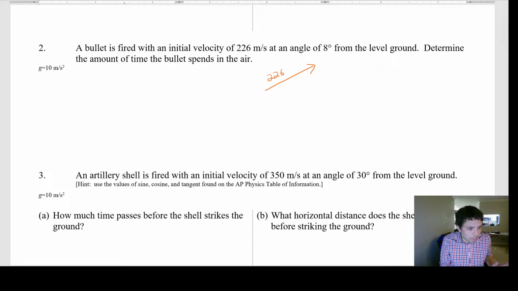The first step, I think I mentioned in this class, always draw your components. So we're going to have our horizontal component of velocity and our vertical component of velocity. This is 8 degrees, right? Where's my calculator? Hold on, time out. Oh, it's right next to me. It's literally right here. All right.